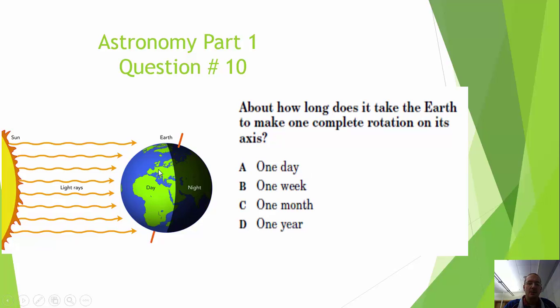Or 1 day, which represents the amount of time that it takes the Earth to rotate on its axis at 23.5 degrees. If this were the vernal or the autumnal equinox, a day would represent 12 hours and a night would represent 12 hours. So 24 total hours for this rotation. Also, the Earth has 24 total time zones, which makes the best answer here A.